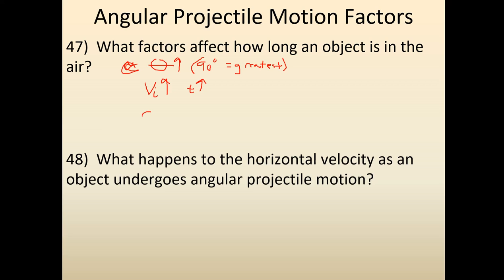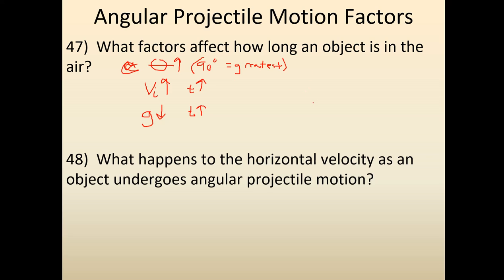Another thing that could affect it is gravity, though not a huge factor. Lower gravities would mean that the time in the air is going to be higher. So shooting something on Earth versus shooting something on the moon, it's going to be in the air much longer. It's going to go up higher. It's going to do all that stuff because of the lower gravity.